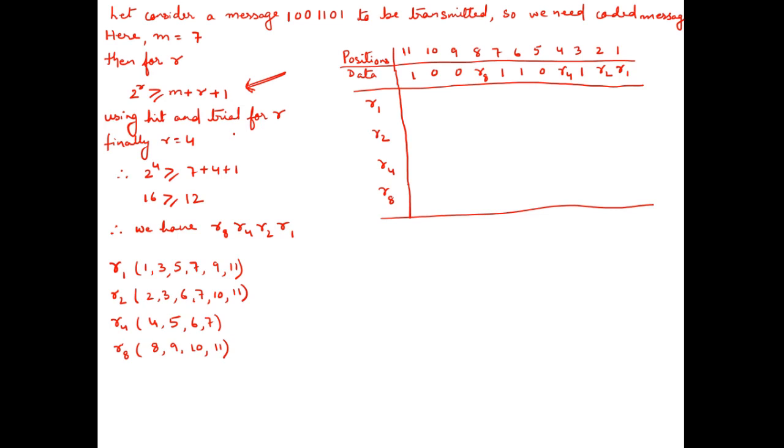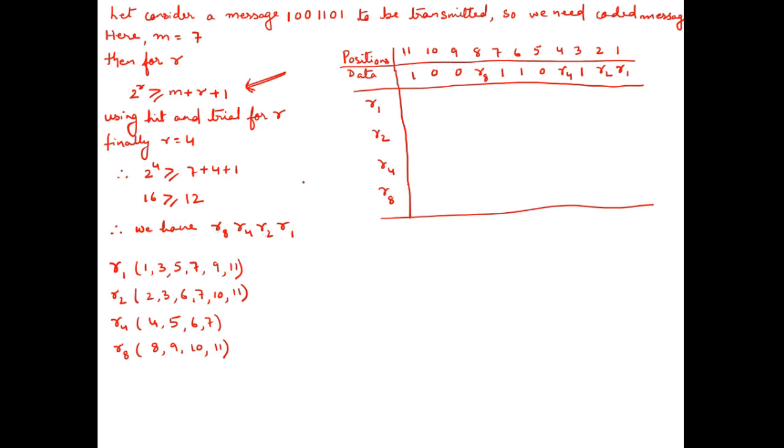Now, using hit and trial for r. Hit and trial means first I will take r equal to 1, r equal to 2, and in this way I will go on proceeding. Finally I found that when r equals 4, this is satisfying: 16 is greater than or equal to 12. So the conditions are satisfied over here, and I need 4 r's. In powers of 2, I have taken r1, r2, r4 and r8.